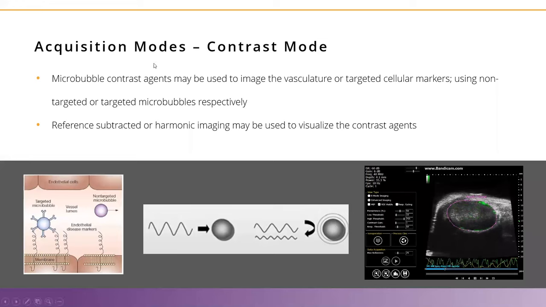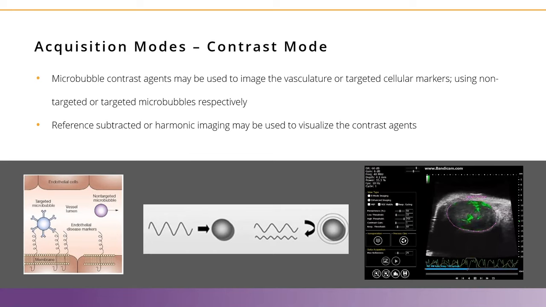And basically there's a shell of some sort, typically a lipid shell, albumin shell. There's lots of different chemistries used to make these shells. And inside there's going to be air or gas. It's a specific biocompatible gas so that as these microbubbles begin to degrade, there's no negative effect on the animal that they were injected into.